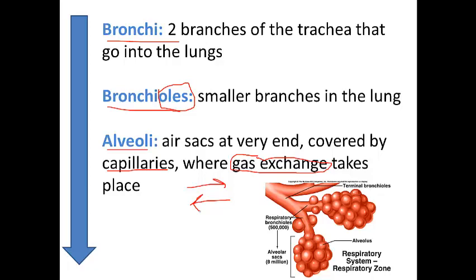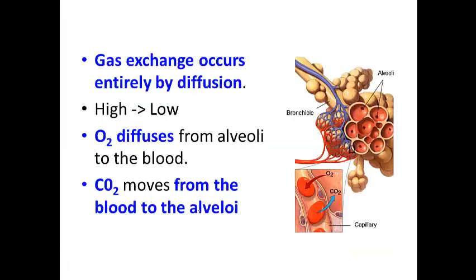So which one is going in and which one is going out? Let's take a look at that. Oxygen is going to go from the alveoli into the blood because we need oxygen in our blood for cellular respiration. CO2 is going to move the opposite way, from the blood into the alveoli so that we can breathe it out. This all happens because of diffusion, where molecules move from a high concentration to a low concentration, from where there's more to where there's a little bit.